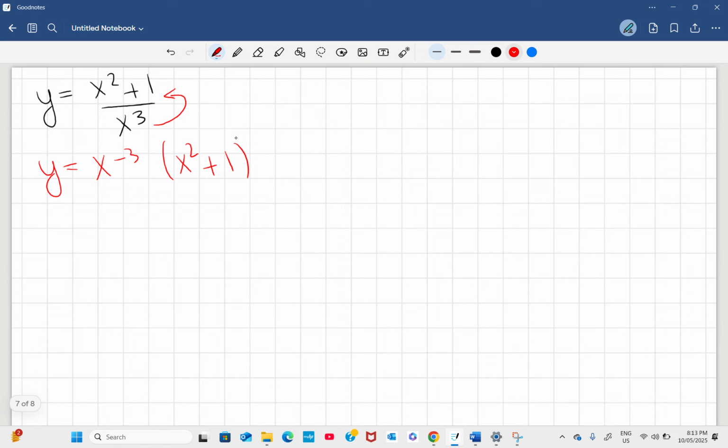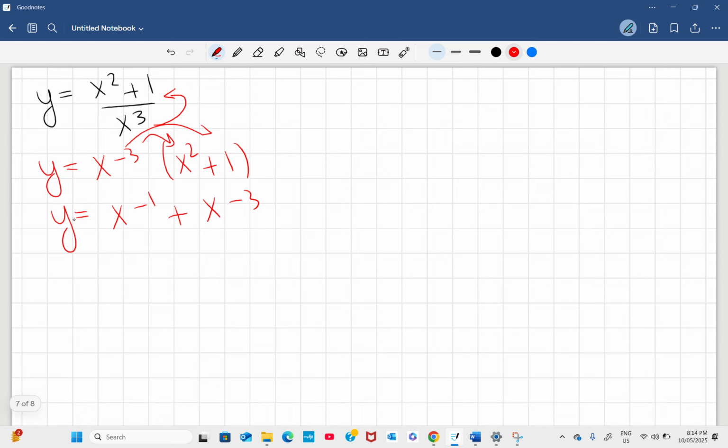Now, after I do that, I'm going to multiply, so it's still y, not y prime. I'm going to multiply x to the power of negative 3 by x squared, and you distribute here the x to the power of negative 3. So x to the power of negative 3 times x squared is going to be negative 3 plus 2, since I'm adding the powers. So negative 3 plus 2 is negative 1, so x to the power of negative 1. Then I'm going to take x to the power of negative 3 times 1, which is going to give me plus x to the power of negative 3.